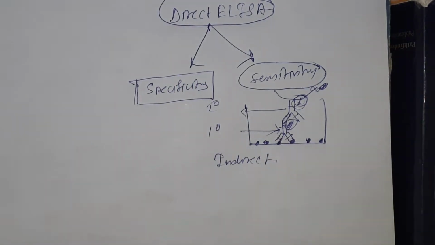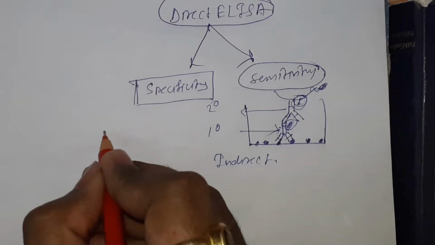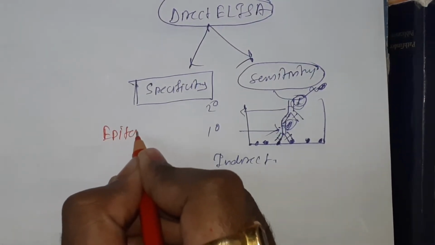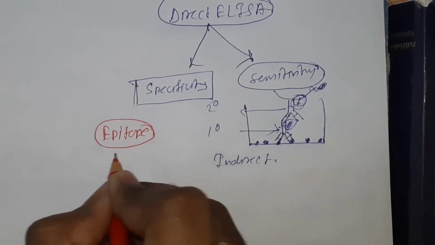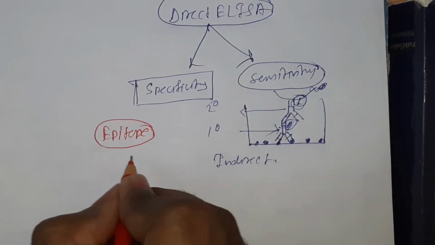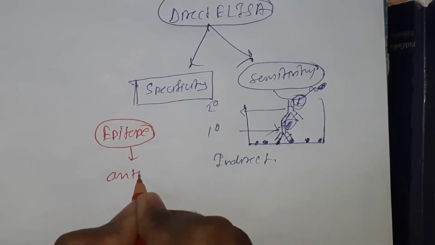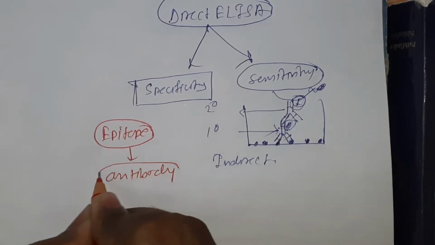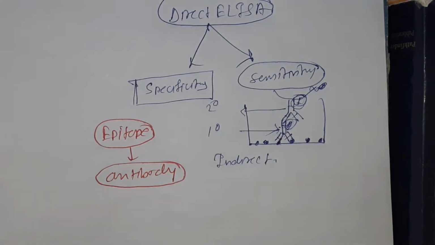So what is the problem? We all know that on the surface of an antigen there are small parts of the antigen that are called epitopes. So what is this epitope? This epitope is the portion of the antigen that is going to react with the antibody.